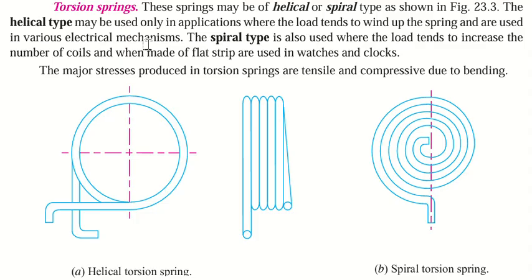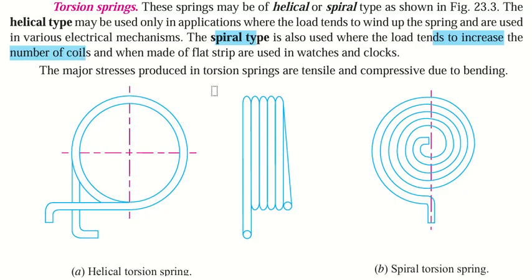The helical type may be used only in applications where the load tends to wind up the spring. When the load is applied, the spring tends to wind up. If you are applying such a nature of load, it will be a helical torsion spring. In the case of the spiral type, when the load is applied, it tends to increase the number of coils. Such a type is the spiral torsion spring.